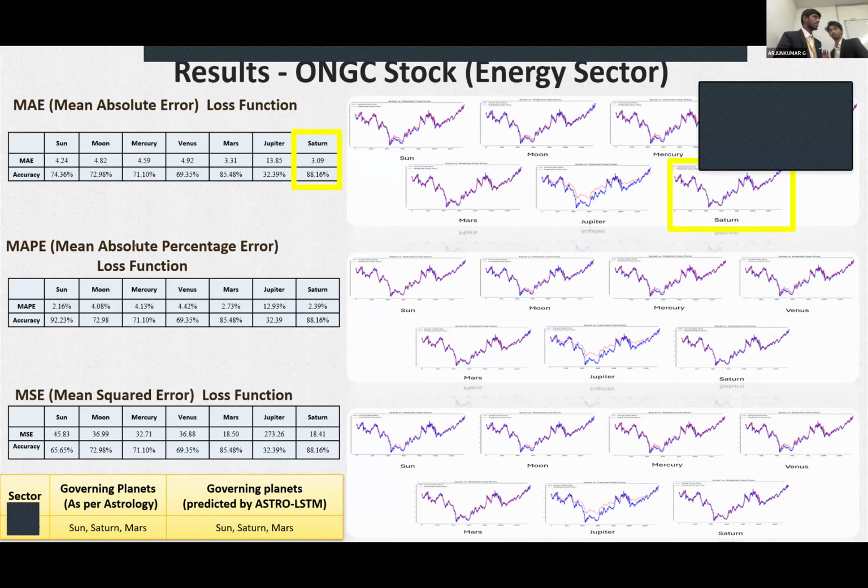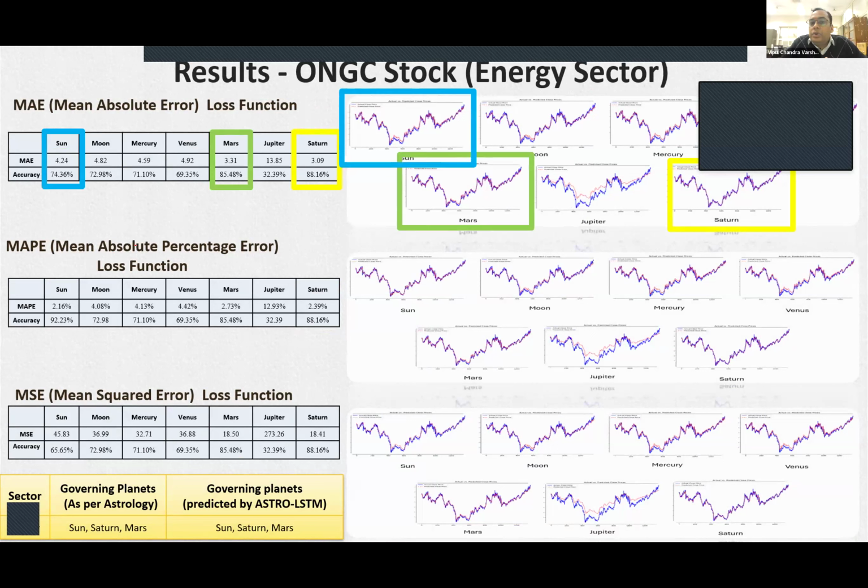So similarly, I have just demonstrated these results as well. I'm getting the results totally in accordance. Like you can see for the governing planets as per astrology, Sun, Saturn, and Mars. So I'm getting this in that sequence as well. Then Sun, Saturn, and Mars are having the lowest value and the highest accuracy.